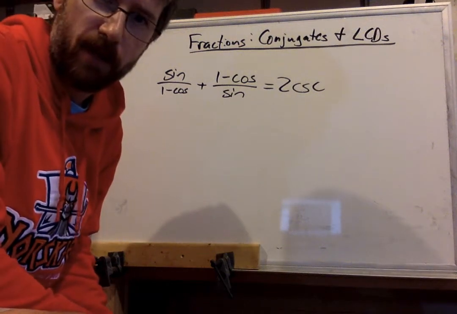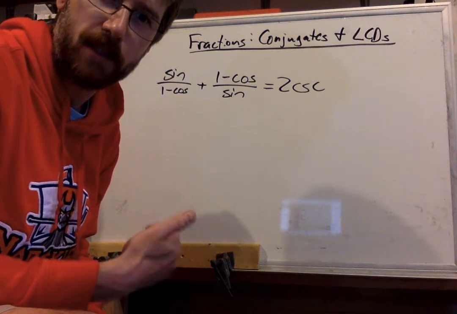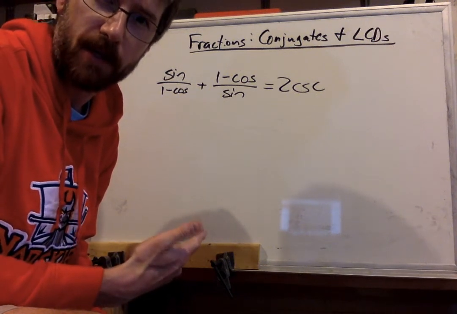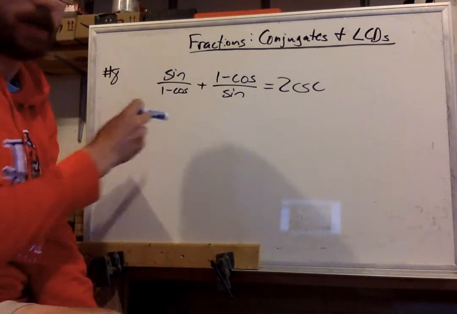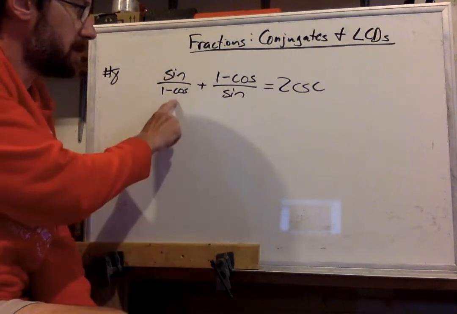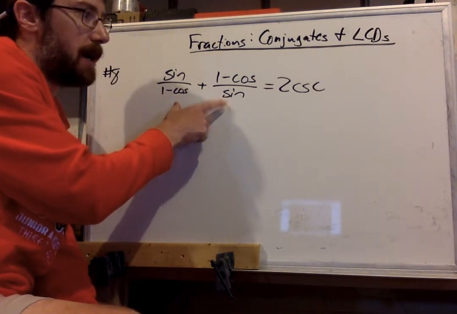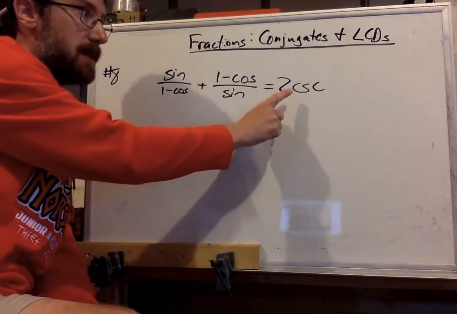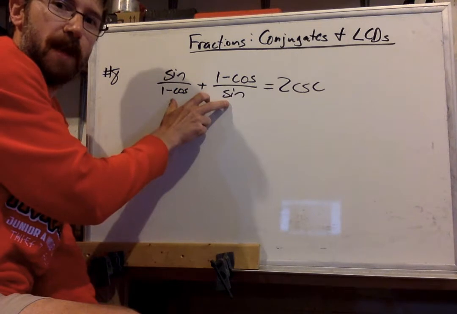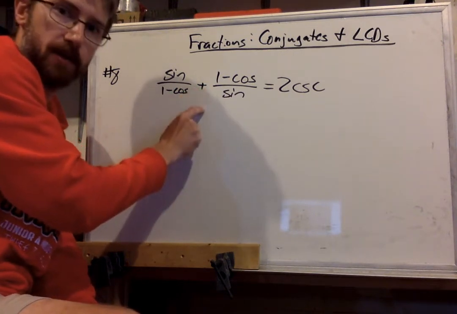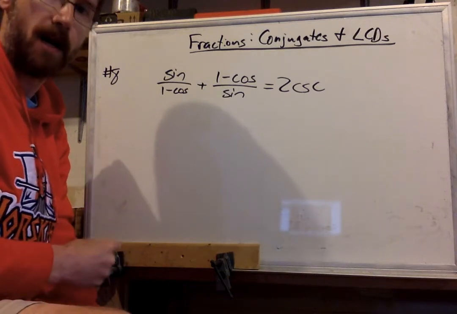Hey guys, quick video about when working with fractions, when verifying trig identities, using conjugates and least common denominators, how to recognize when you would use them and how to properly use them. So looking at this, I have the sum of two fractions, the denominators are different, and I'm trying to simplify this to the point that it becomes this, a single term, right? That means that these two fractions have to become one fraction. So the most direct way to do that is going to be to try to make a common denominator.